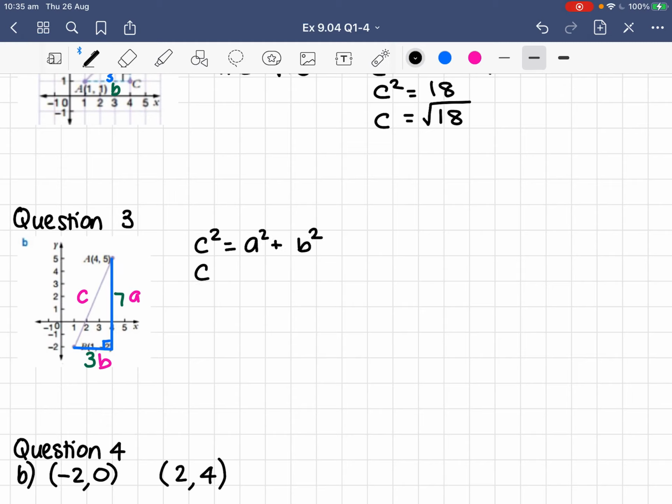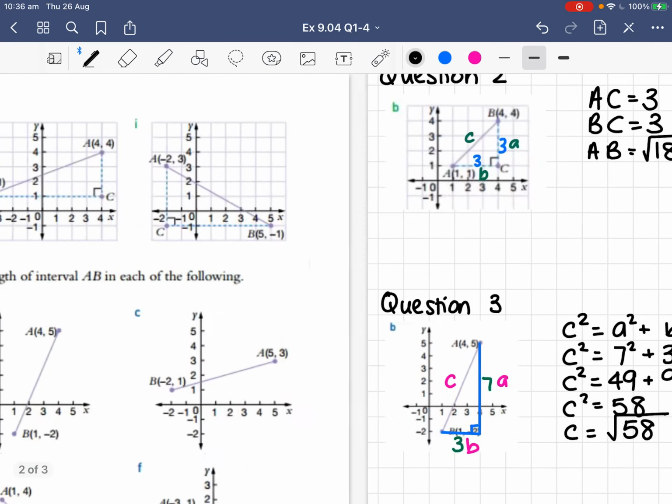So Pythagoras' theorem is C squared equals A squared plus B squared. So we'll have C squared equals our A value of 7 squared plus our B value of 3 squared. So C squared equals 7 squared, which is 7 times 7, which is 49, plus 3 squared, which is 3 times 3, which is 9. So C squared equals 49 plus 9, which is 58. Then we take the square root of both sides, and we get that C equals root 58 as our answer.